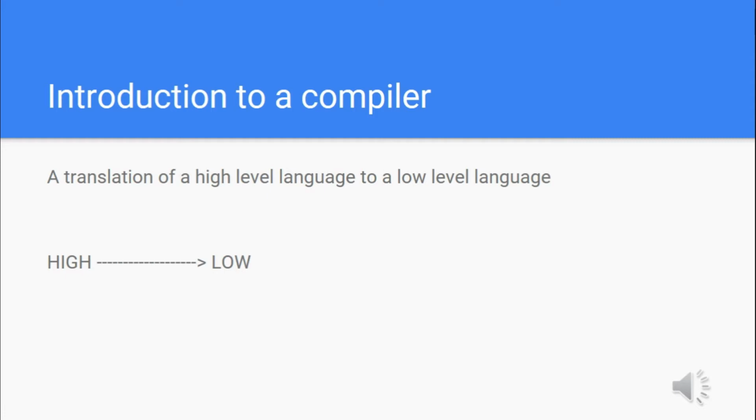Languages closer to the computer architecture can be understood by computers, but they are difficult for humans to interpret. So that's the reason we need to convert what humans can understand to a medium which can be understood by the computer.